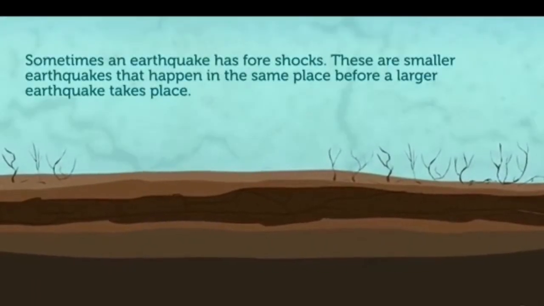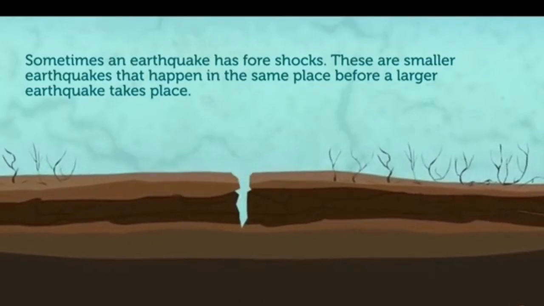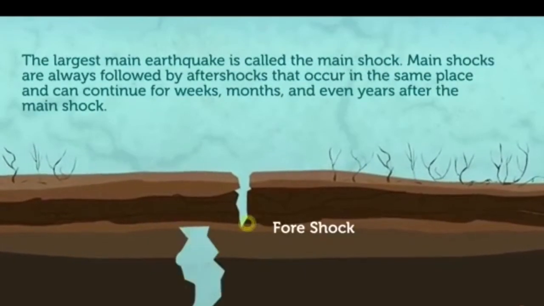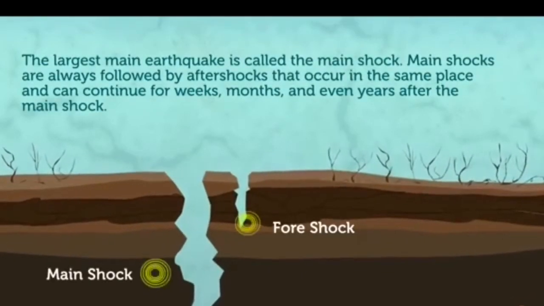Sometimes, an earthquake has foreshocks. These are small earthquakes that happen in the same place as the larger earthquake that follows. Scientists can't tell that an earthquake is a foreshock until the larger earthquake happens. The largest main earthquake is called the main shock.